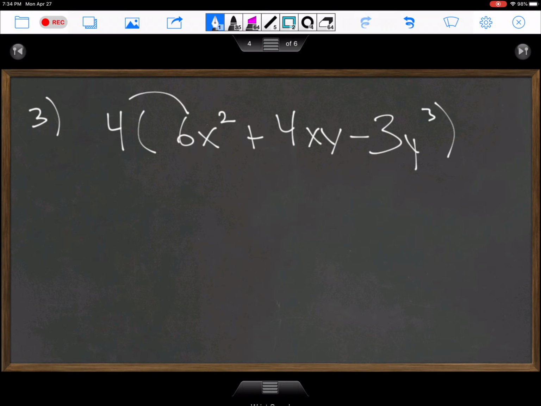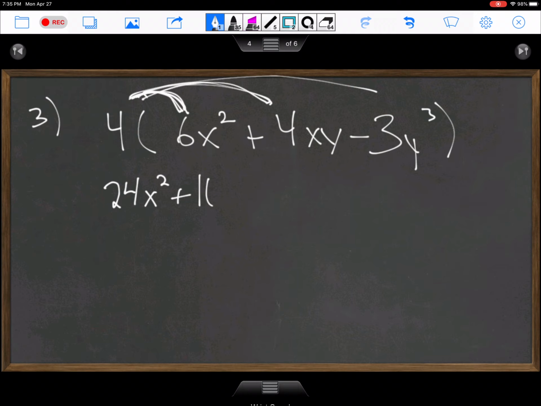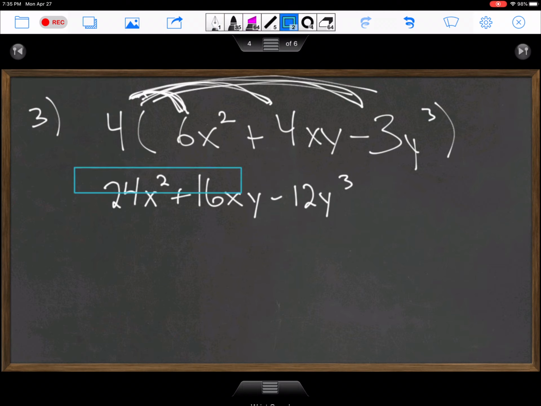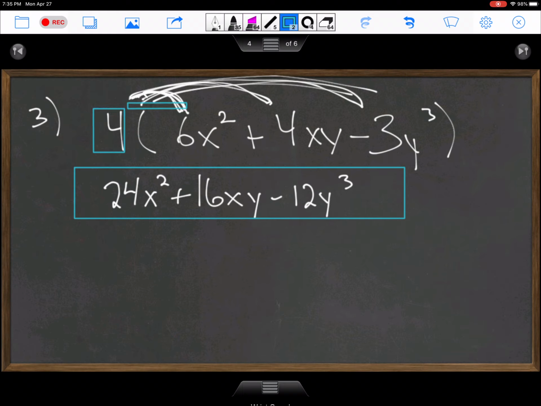So we're going to distribute our monomial out front, 4, to all 3 terms inside of the parentheses. And that gives me 24x squared. That's my first distribution here. My second distribution, that's going to give me 16xy. And my third distribution here is going to give me negative 12y cubed. Now, none of these terms are like terms. So that's it. That is the simplified version of my monomial times a trinomial.